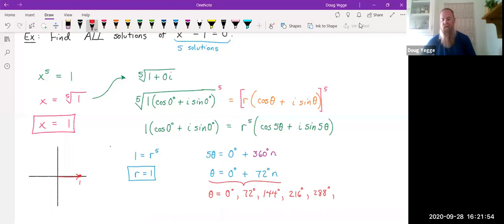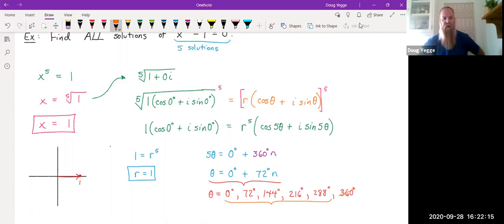If I add 72 again, notice that that's going to take me to 360 degrees, which you should notice I don't need because 360 degrees is coterminal to 0. So therefore, these are the angles where the 5 complex roots will occur.